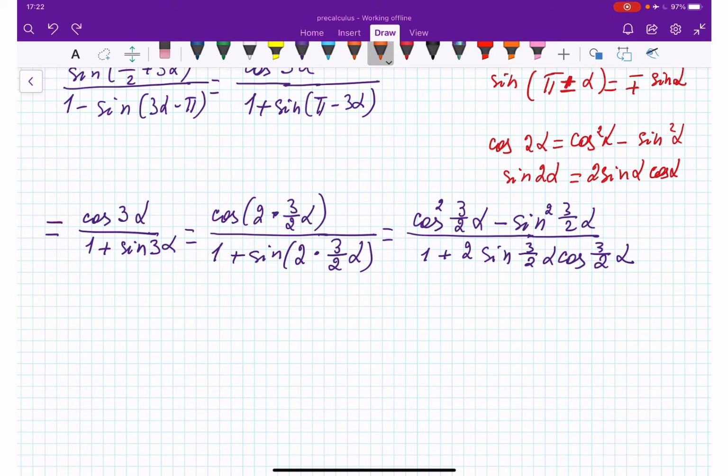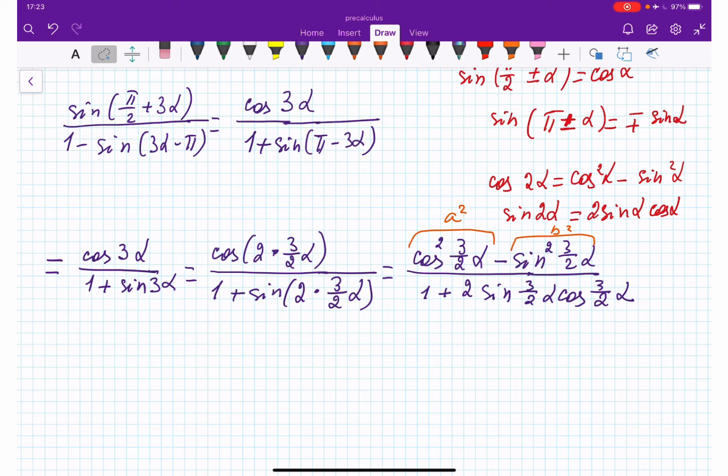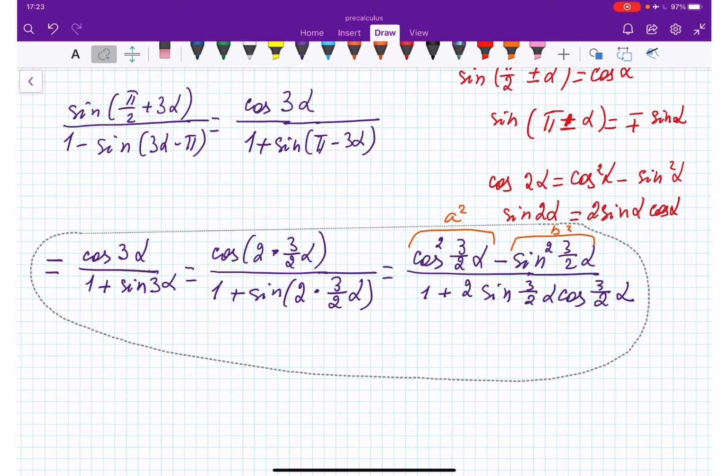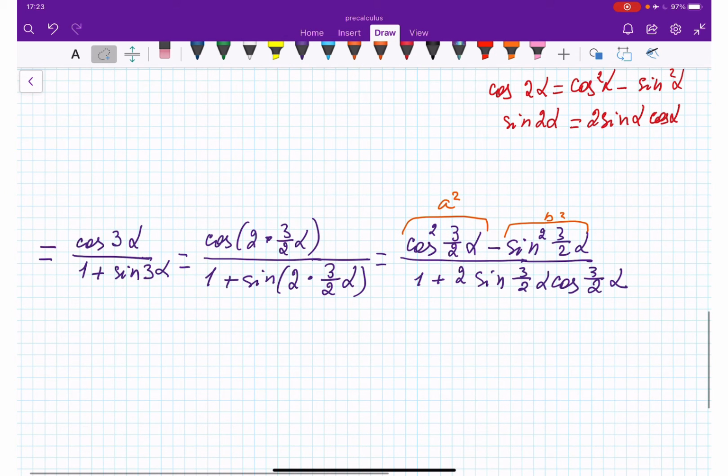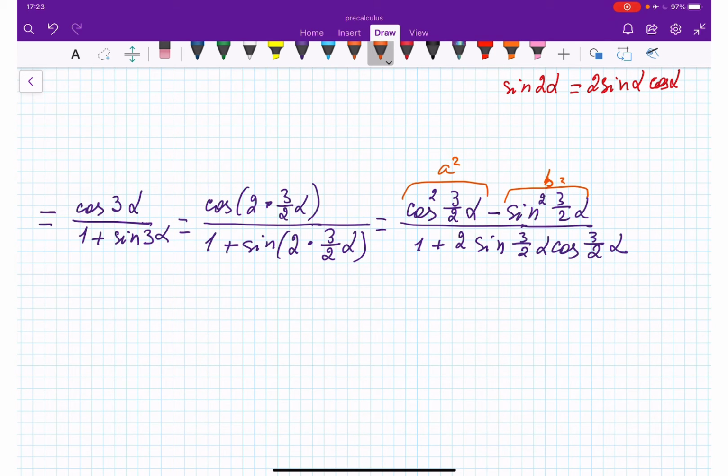Okay, so from here, look here, I have a squared minus b squared, right? Let me see if I can move this down even more. Okay, much better. Minus b squared. Yes? And this one here. So what am I going to get? Okay, let's work this out. I'm going to get cosine 3 over 2 alpha, getting rid of the square now, minus sine 3 over 2 alpha.